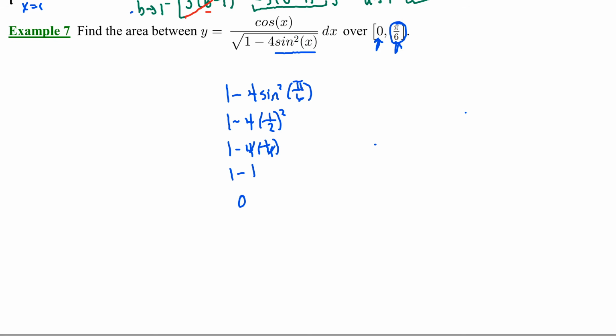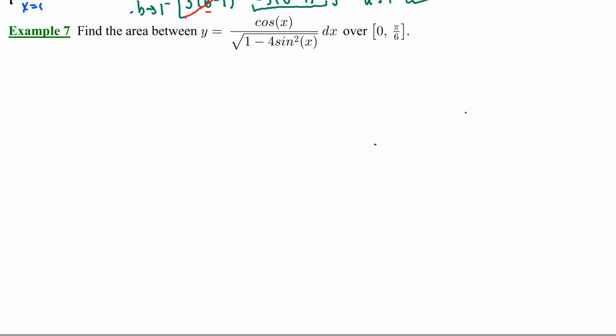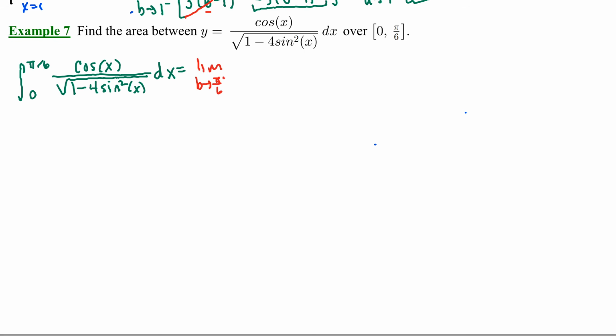So we're going to have to correctly notate that with a limit operator. So we'll begin by setting up the problem as the integral from 0 to pi over 6 of cosine of x divided by the square root of 1 minus 4 sine squared of x dx, and correct it with our limit operator. So we'll define this as the limit as b approaches pi over 6 from the left of the integral from 0 to b of our given integrand.